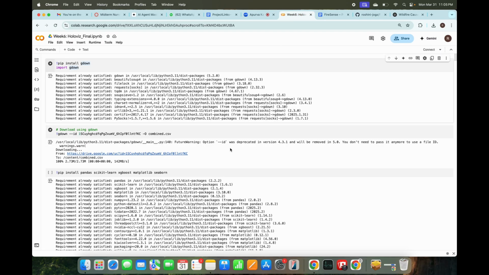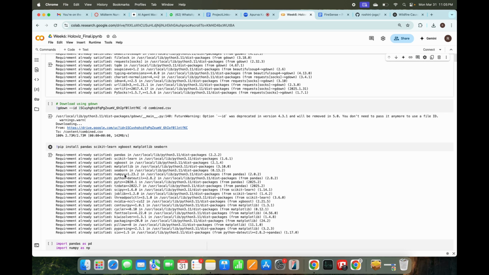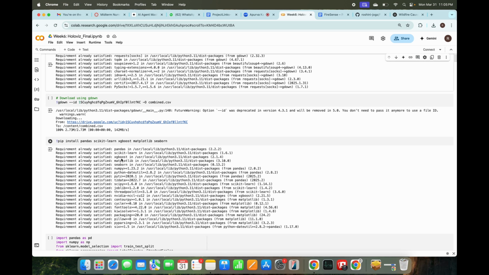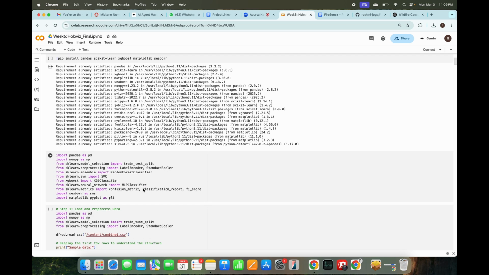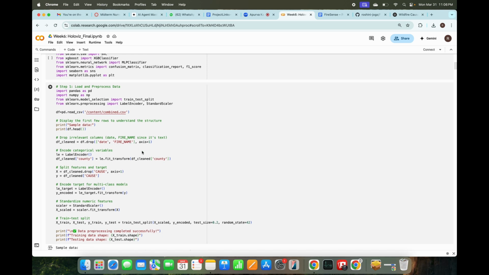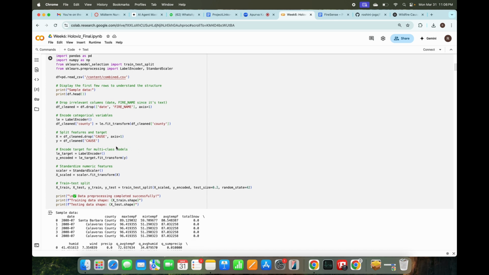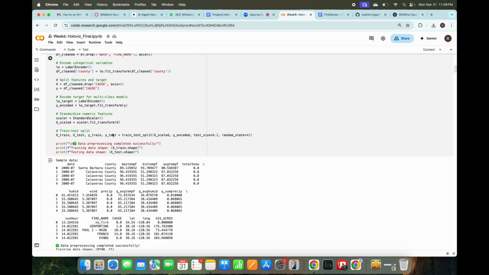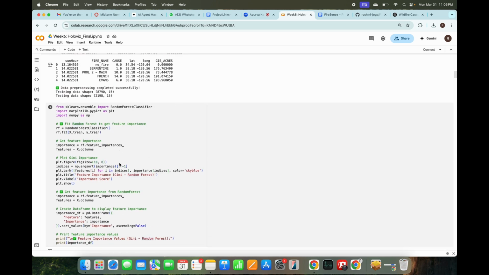Moving on to our week 6 assignment, which is a wildfire cause classification with pre-processing and resampling and also visualization. So the first stage of the assignment is to install the packages like scikit-learn and XGBoost and matplotlib. And then in the second part, we are doing our data pre-processing, where we are loading our data and also dropping the irrelevant columns like date and fire name, and also encoding county and the target variable cause. And then we're standardizing and also splitting our data into testing and training.